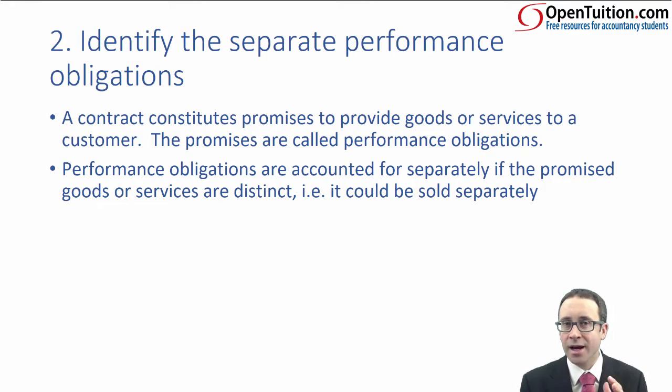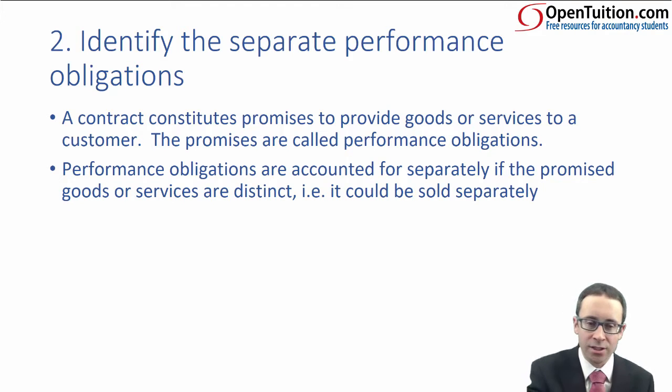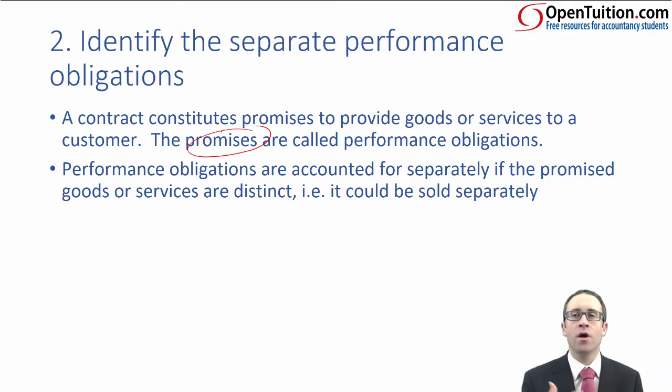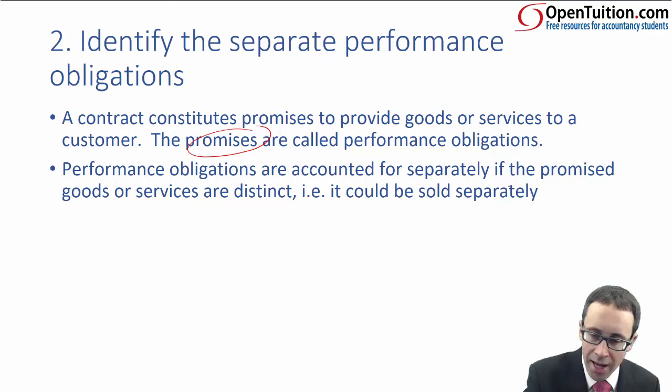C, contract, O, obligations. So the contract will detail the obligations. The obligations are essentially just promises about what you are going to deliver for your customer. And the way in which we go through and think about splitting out those obligations is to look at what happens if they are distinct.